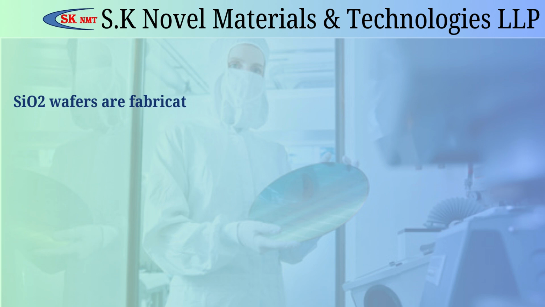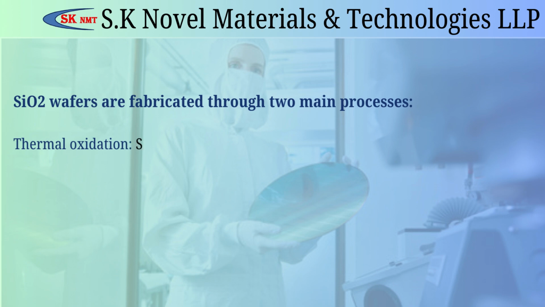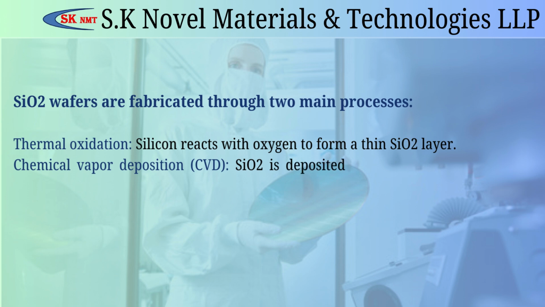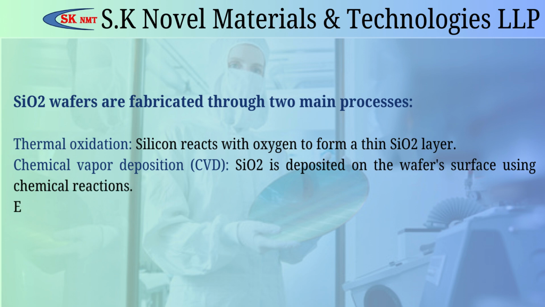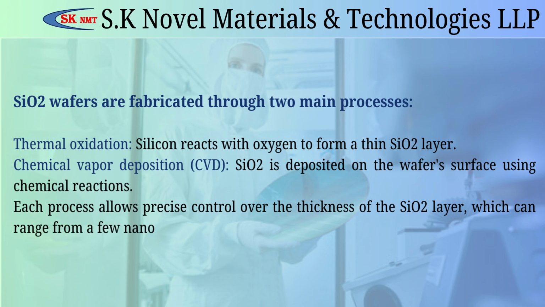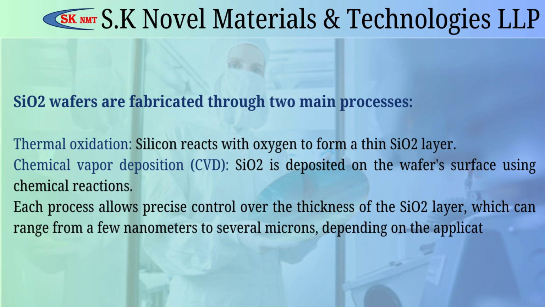SiO₂ wafers are fabricated through two main processes. Thermal oxidation: silicon reacts with oxygen to form a thin SiO₂ layer. Chemical vapor deposition, CVD: SiO₂ is deposited on the wafer's surface using chemical reactions. Each process allows precise control over the thickness of the SiO₂ layer, which can range from a few nanometers to several microns, depending on the application.